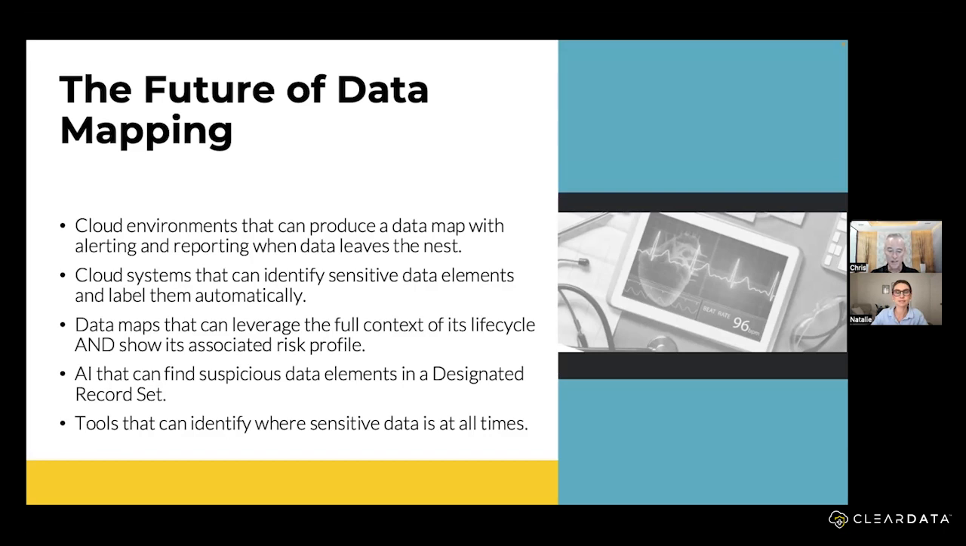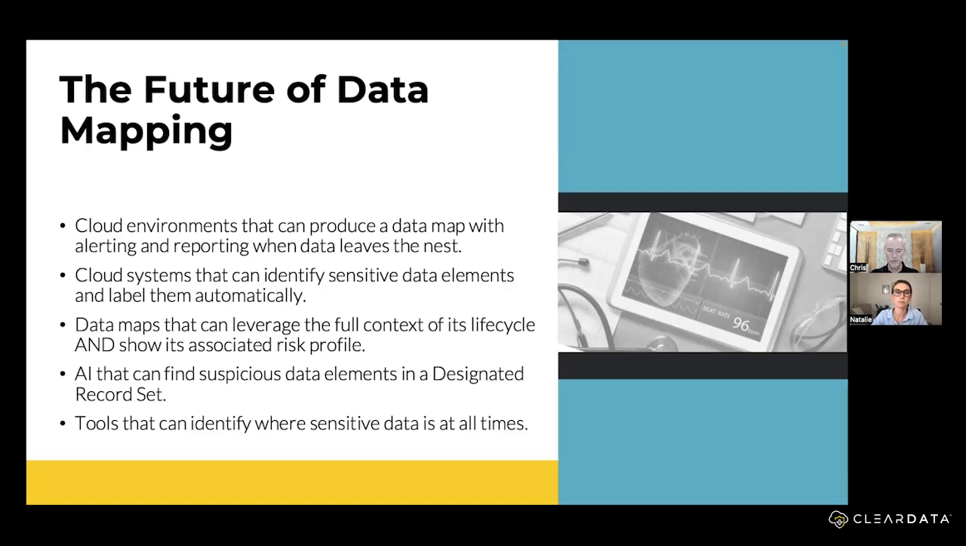Again, we talked about context. My name in the context of what? I don't know. It would be great if we could leverage the full context of the data lifecycle from a record, from an identifier. I would also love to see AI play a role in finding suspicious data elements in a designated record set. A designated record set, by the way, is the golden record set of health data in a health system. It's not a copy per se, it's the actual golden data, if you will.